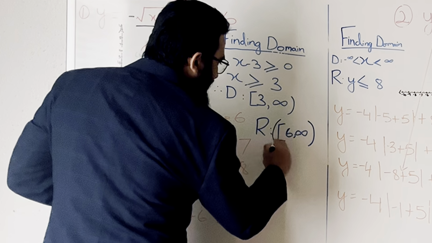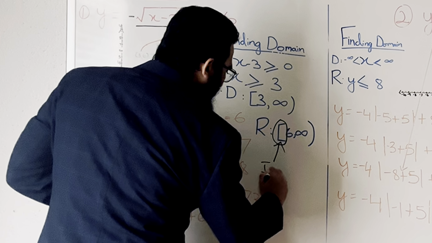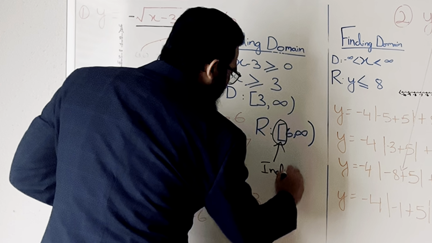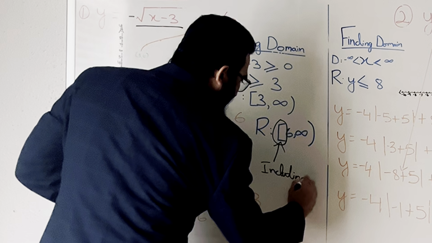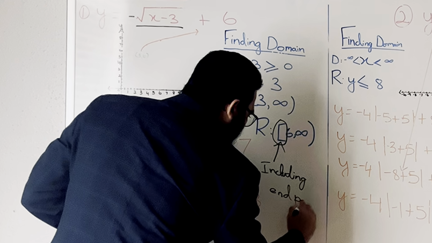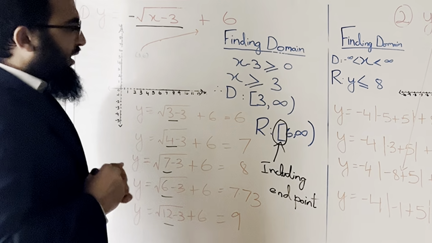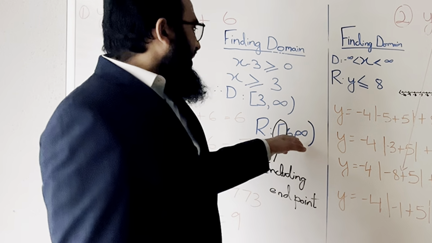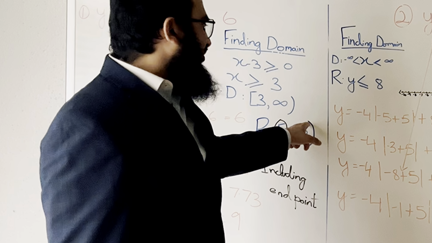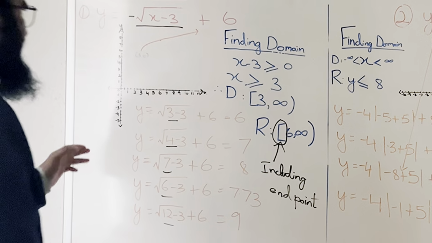This means including the endpoint. In our case, the endpoint is 6. And if the endpoint is negative infinity or infinity, we always use a parenthesis. I hope this is very clear.